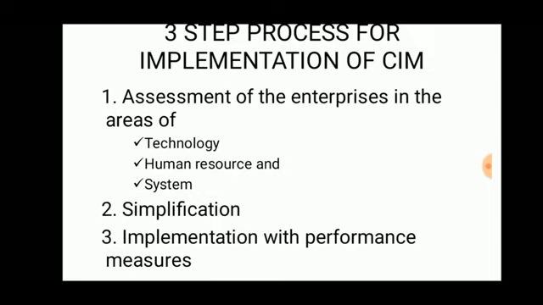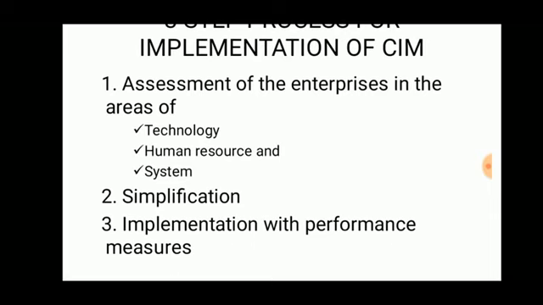These are the steps for the implementation of CIM. First of all, assessment, that is getting information from the enterprise such as technology, human resources and systems, so that we can choose an optimum decision. Then simplification, and implementation with performance measures.